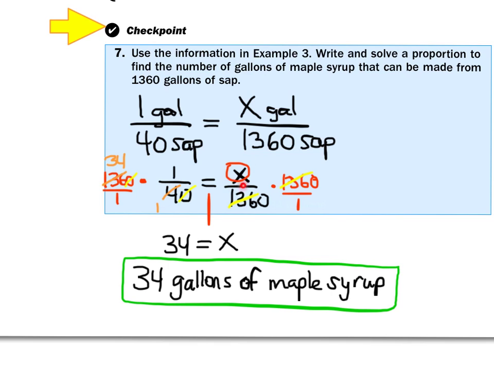And now with your red, circle your variable, bring down the wall. Look at what's touching the circle, dividing by 1360. So I'm going to multiply both sides by 1360. Okay, over by the x here, these 1360s cancel each other out to make that invisible 1. So bring down the x. And then here, the 40 ends with a 0, 1360 ends with a 0, so divide by 10, strike out the 0. And then 4 goes into 136 34 times. 34 times 1 is just 34. So x equals 34. So to answer their question, we can make about 34 gallons of maple syrup from 1,360 gallons of sap.